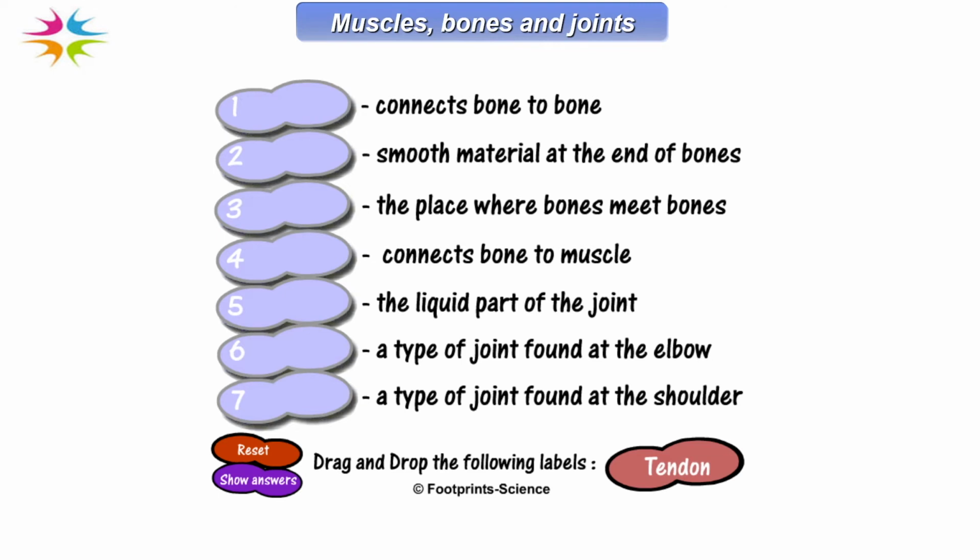So what connects bone to bone? What is a smooth material at the end of bones? The place where bones meet bones, what is that called? What connects bone to muscle? The liquid part of the joint is known as what? A type of joint found at the elbow is, and a type of joint found at the shoulder is. So these last two are going back to the last lesson. So try and see if you can work out the correct answers.